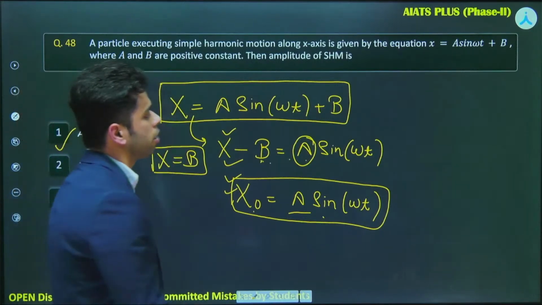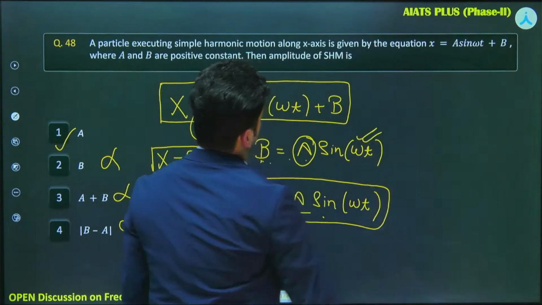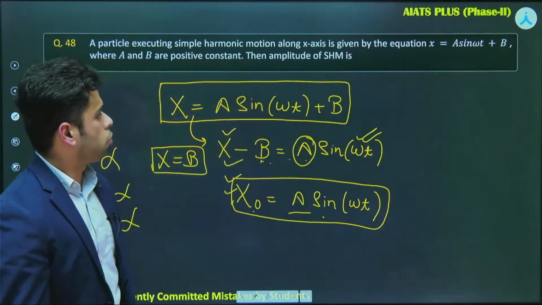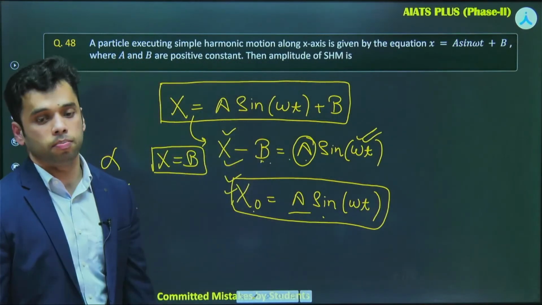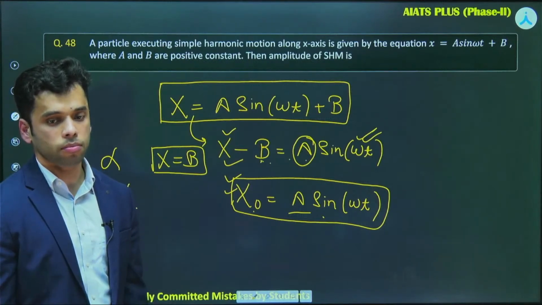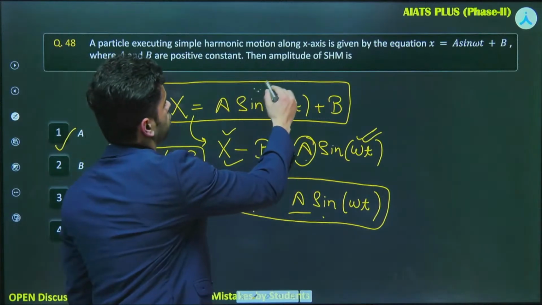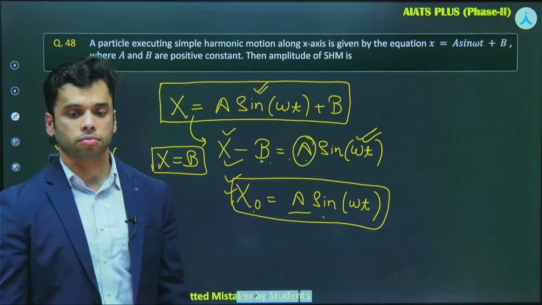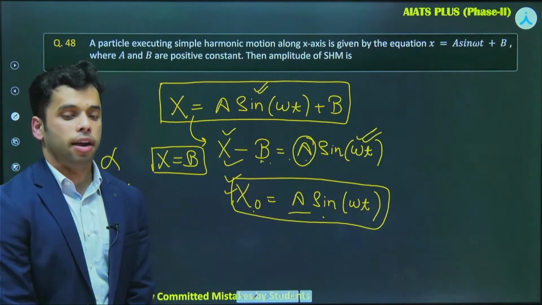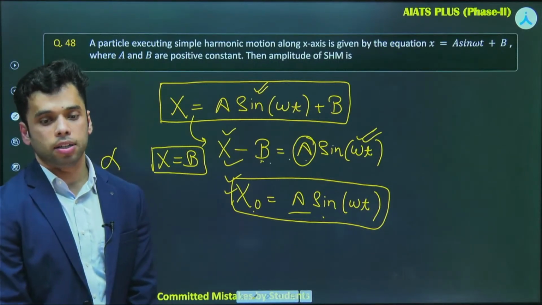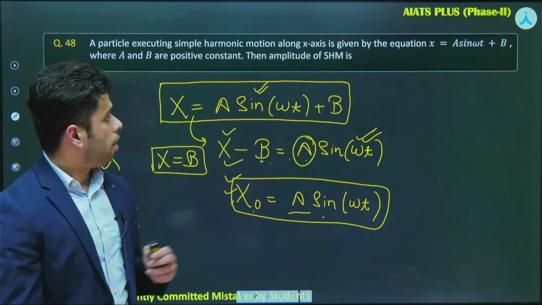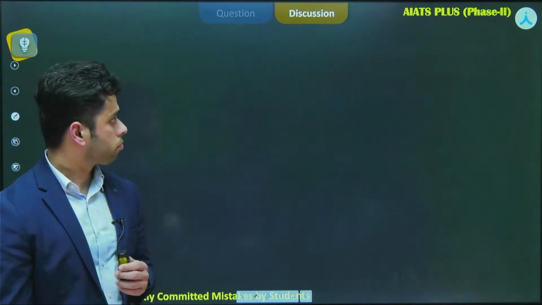Can someone give me the time period of this? Someone give me the time period for this equation, x equal to a sin omega t plus b. Hello. Anyone can put the time period for this equation. And let me move forward.